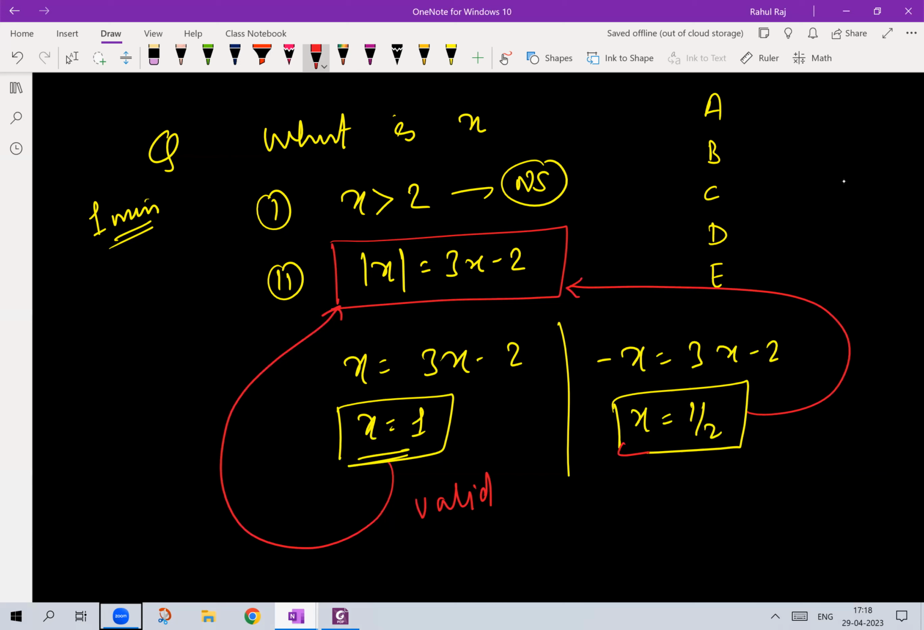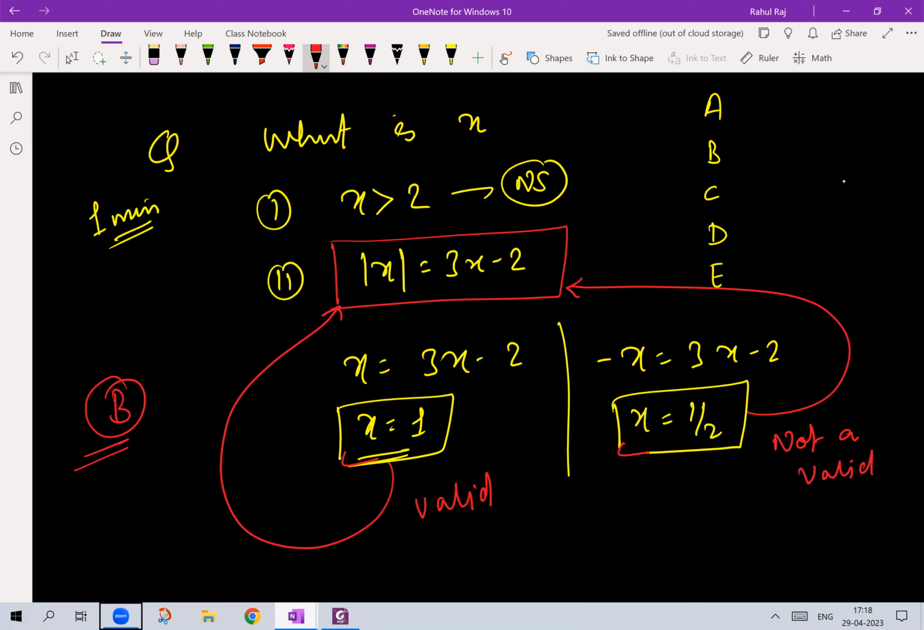Because mod half is half. 3 into half minus 2 is what? Minus half, right? So LHS is not equal to RHS, so this is not a valid solution. So I'll say that just one answer exists, that is x is equal to 1. That's the reason I marked answer B.